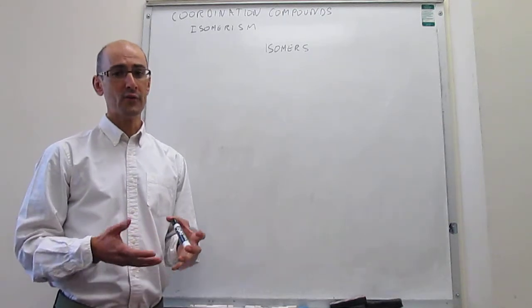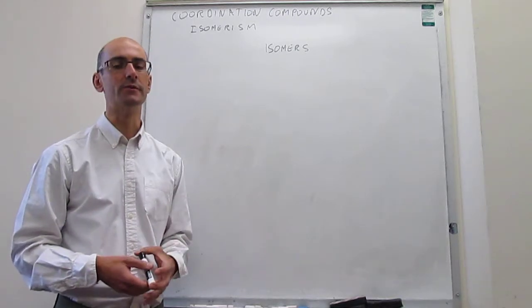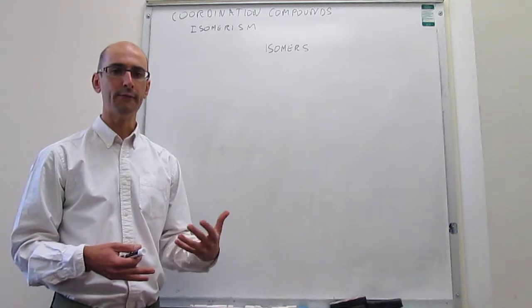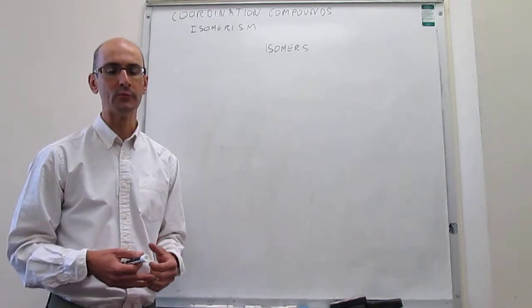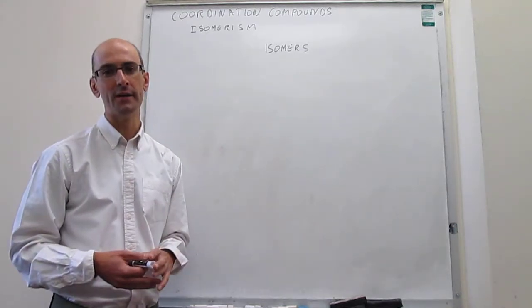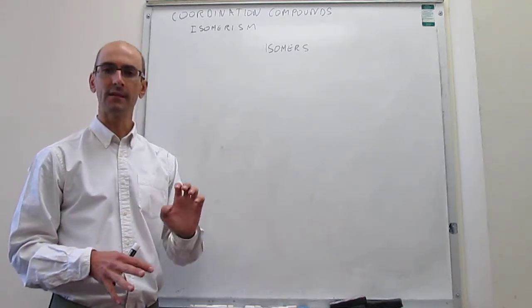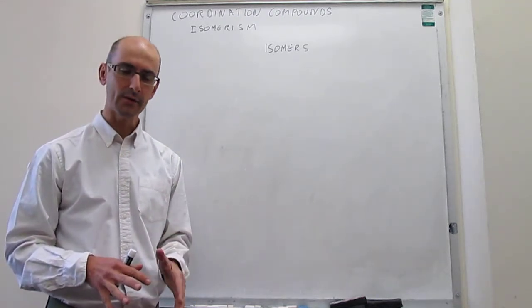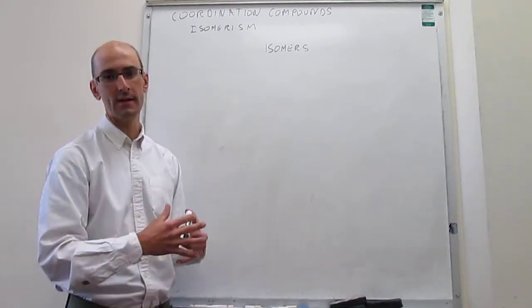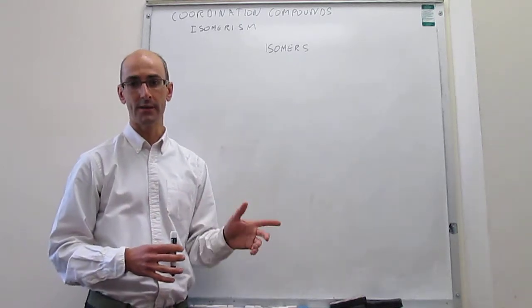Alright, there's many types of isomerism, many classes of isomers, and we're not going to see all of them in this video, but we're going to see a few of them that are particularly important to transition metal chemistry. First, let's start with the definition of what isomers are. Two molecules are isomers if they have exactly the same number and type of atoms, but different properties. The first two classes that we're going to see are structural and stereoisomers.